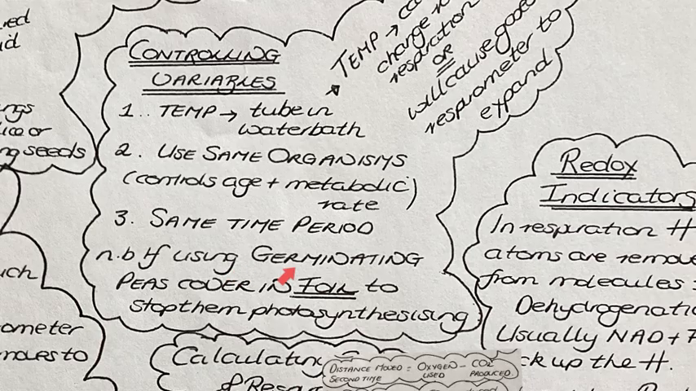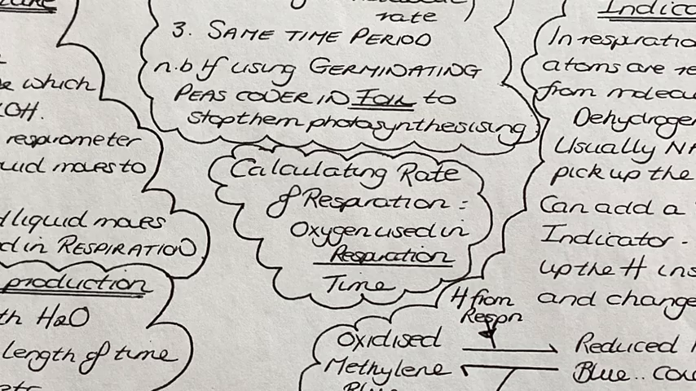If you're using germinating peas, make sure that you cover the respirometer in tin foil, so that stops light getting to the germinating peas, which will stop them photosynthesizing, because you do just want to investigate respiration.